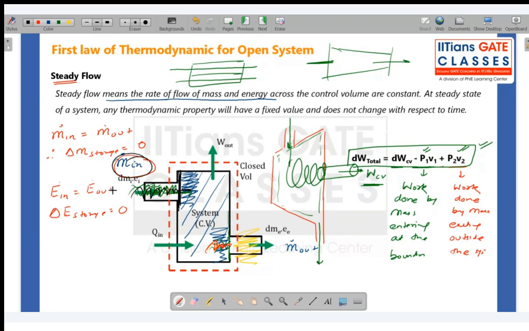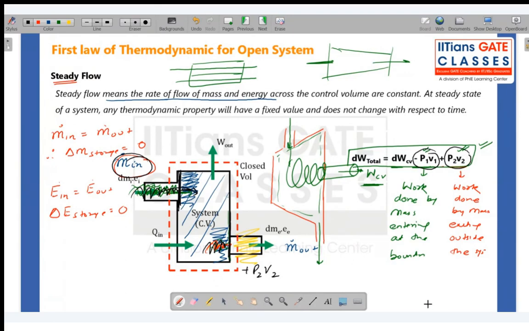So this mass that is entering is doing some work on the system. And what is this work? It is minus P1V1. Similarly, when this mass is going out, and this is your boundary, let us say, it is trying to push the boundary outside. So it is kind of expanding the volume. When volume is expanded, it is an expansion work. So it is basically work done by the mass, or work done by the system on the surrounding. So it's positive work. So this is P2V2.